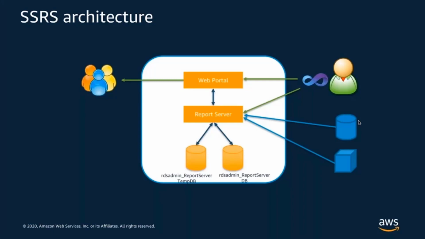If you are on a multi-AZ RDS instance, you can see that RDSAdmin ReportServerTempDB isn't mirrored or part of the availability group, which is normal. RDS automation manages these databases during failover or host replacement, so the SSRS service isn't impacted. In the next slide, I will cover these databases in detail.